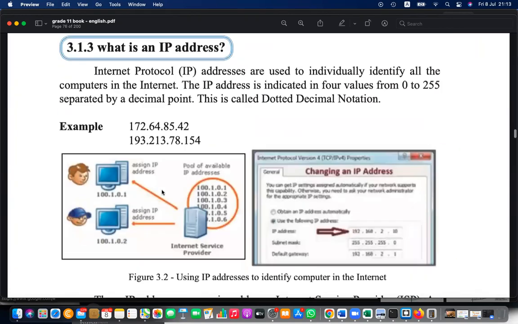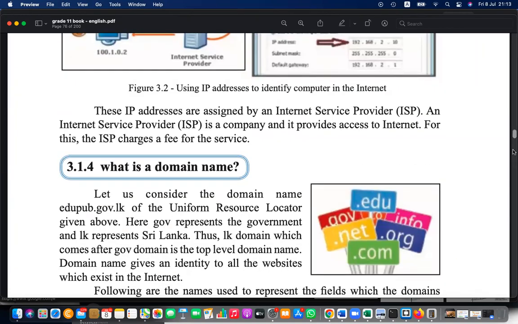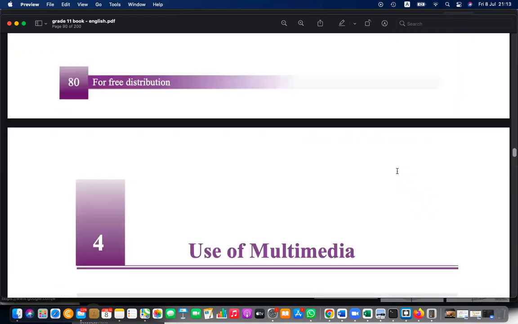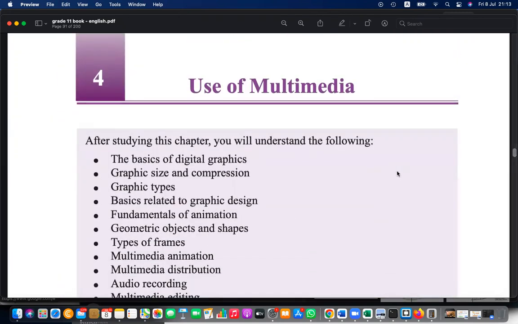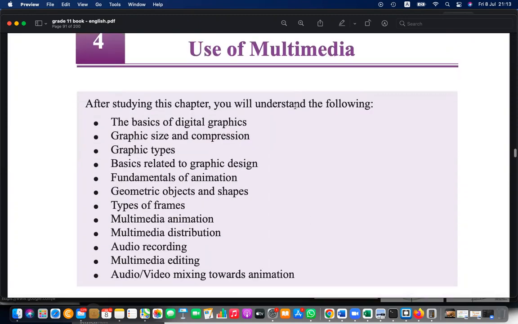Internet and email I finished last day. I think some of you missed it. Then I'll be moving to multimedia lessons. But for today, I'll be stopping here. Next day, I'll be moving to multimedia because we have enough time.